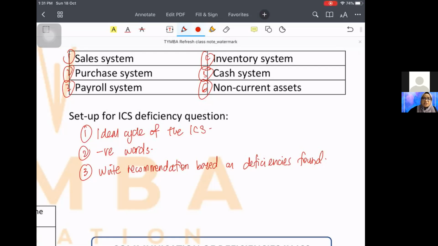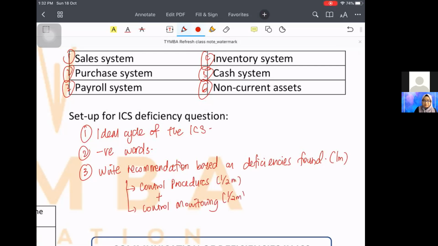recommendation, manager should authorize and review the overtime payment form. It must be specific. So here is also 1 mark. To get 1 mark, you need to write the control procedures plus control monitoring. Half mark here and half mark here. Then you can get 1 mark.